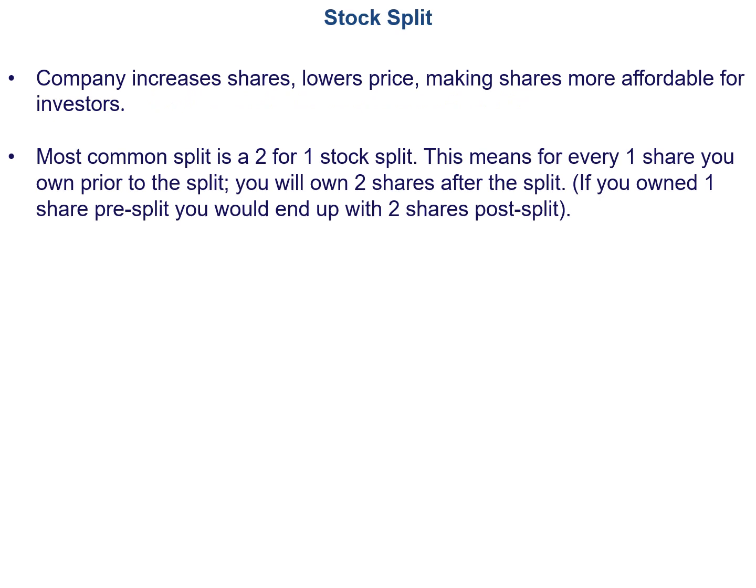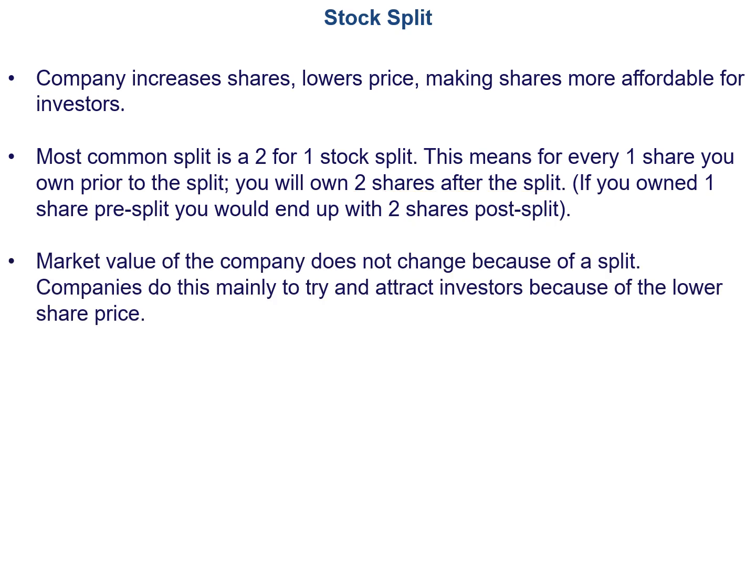The most common type of split is a 2-for-1 stock split. This means for every 1 share you own prior to the split, you will own 2 shares after the split. So for example, if you owned 1 share before the stock split, you'd end up with 2 shares post-split. The one that you've already owned previous to the split, and then another one due to the split.